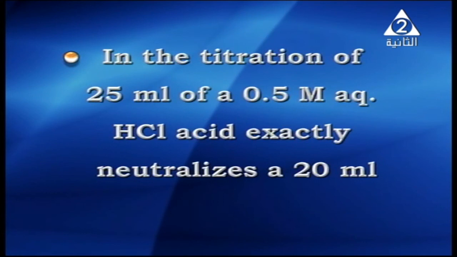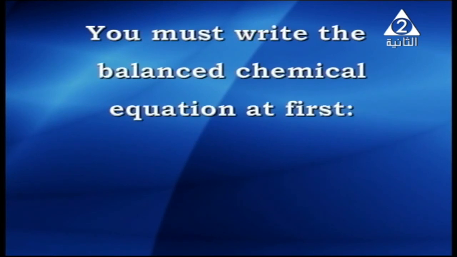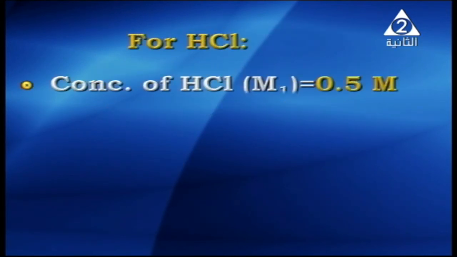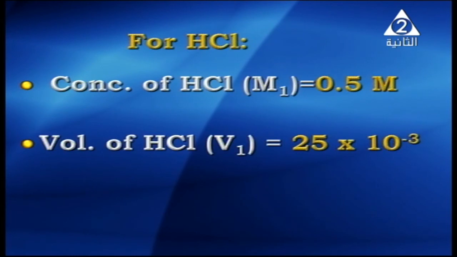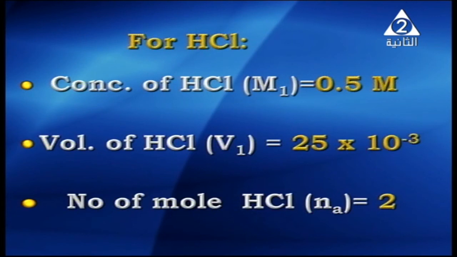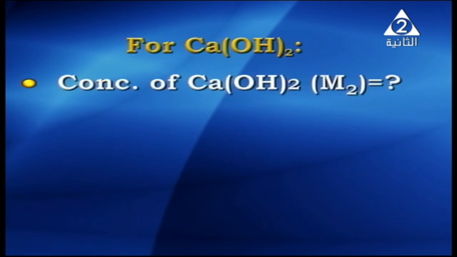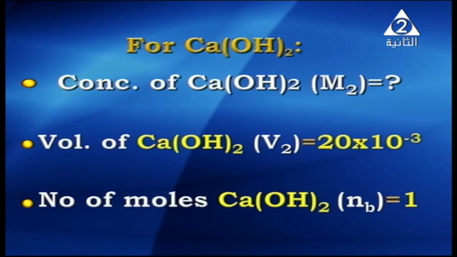Next problem. In the titration of 25 milliliter of 0.5 molar aqueous hydrochloric acid, exactly neutralize 20 milliliter of calcium hydroxide. Find the concentration of calcium hydroxide. Solution. You must write the balanced chemical equation at first. So 2HCl plus Ca(OH)2 gives CaCl2 plus 2H2O. So for HCl, concentration of HCl M1 equals 0.5 molar. Volume of hydrochloric acid V1 equals 25 times 10 to the power negative 3, and number of moles of HCl in A equal 2. And for calcium hydroxide, concentration is unknown, and volume of calcium hydroxide V2 equal 20 times 10 to power negative 3, and number of moles of calcium hydroxide in B equal 1.